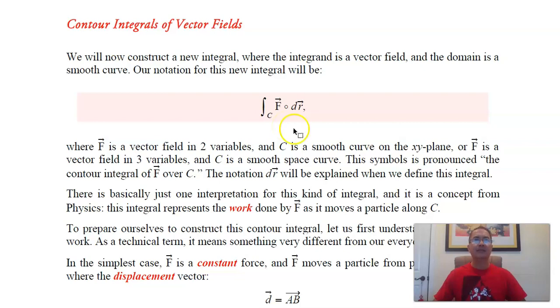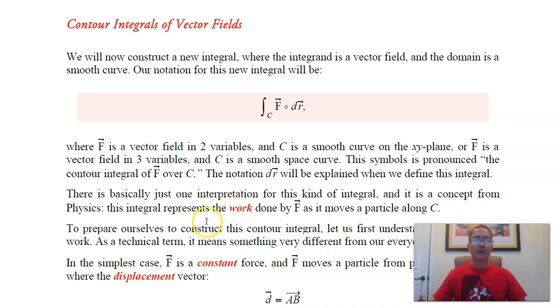So that kind of makes sense because whenever we integrate something, we always want to deal with numbers, okay? Vectors are not numbers, but to make a number from two vectors, you can dot them together, okay? So that is our symbol for the contour integral of F along C, okay? So before we construct that integral, let's talk about what it means, okay?